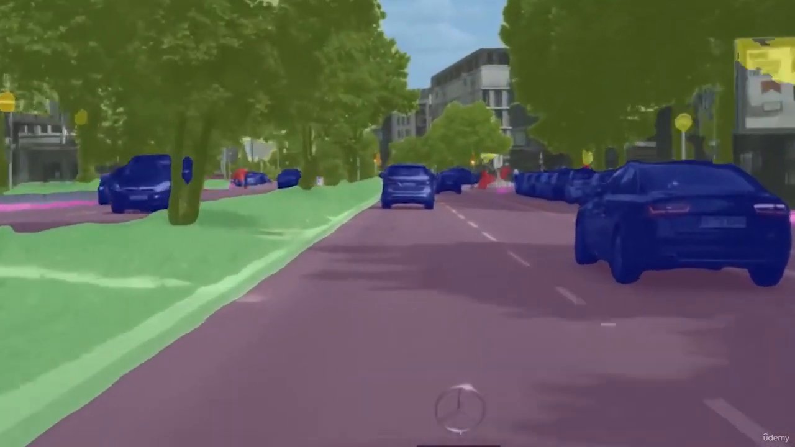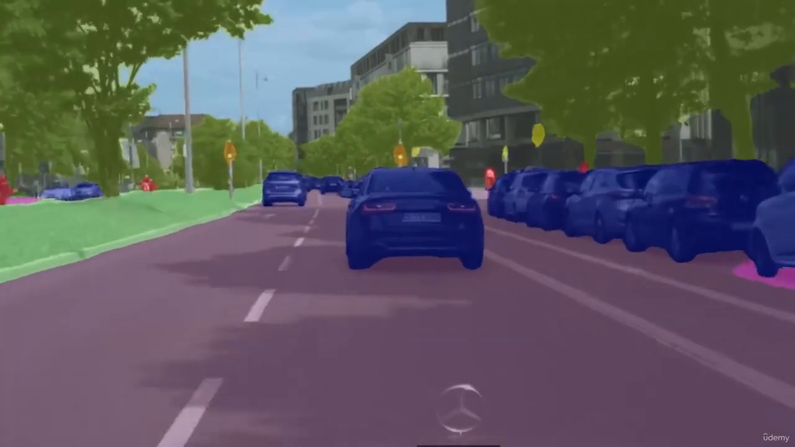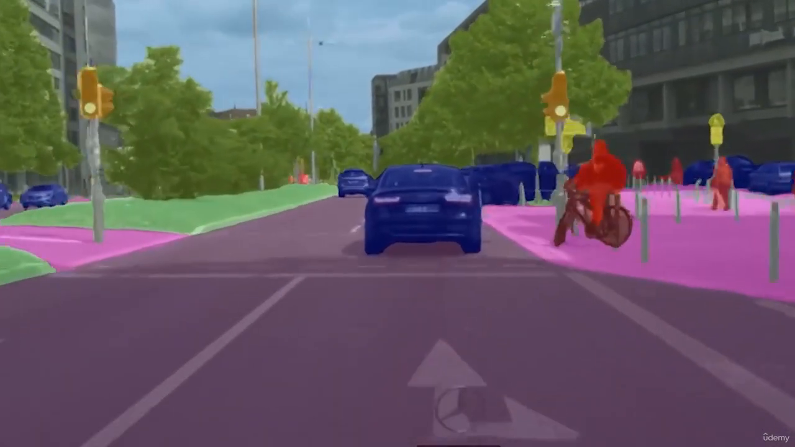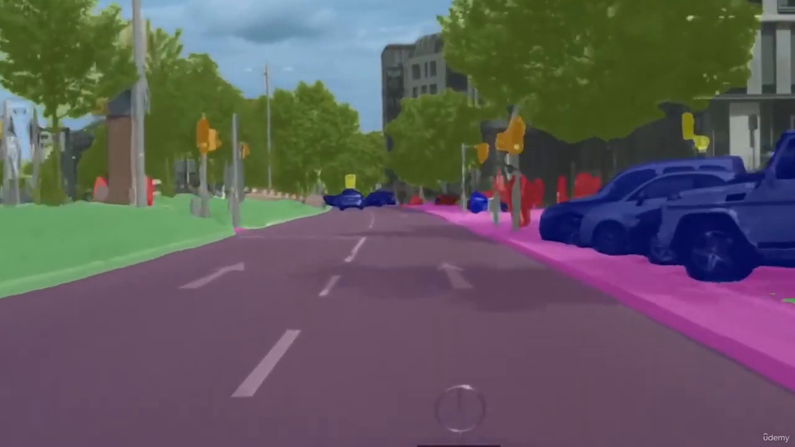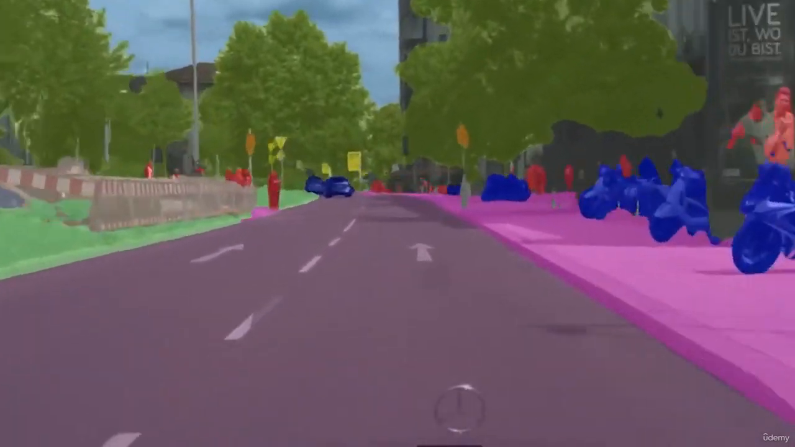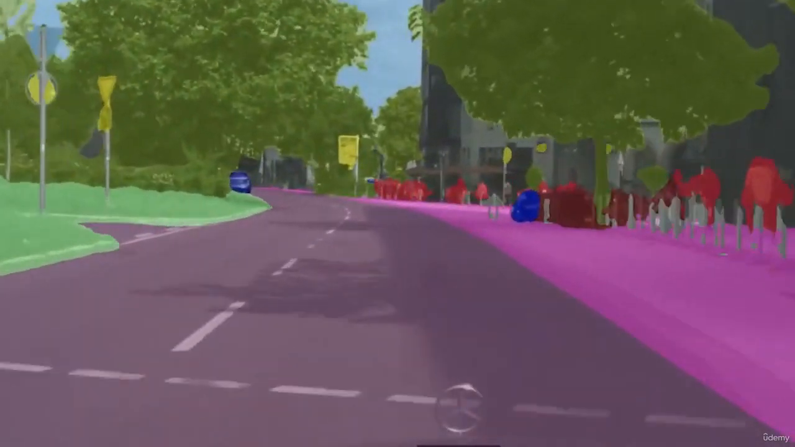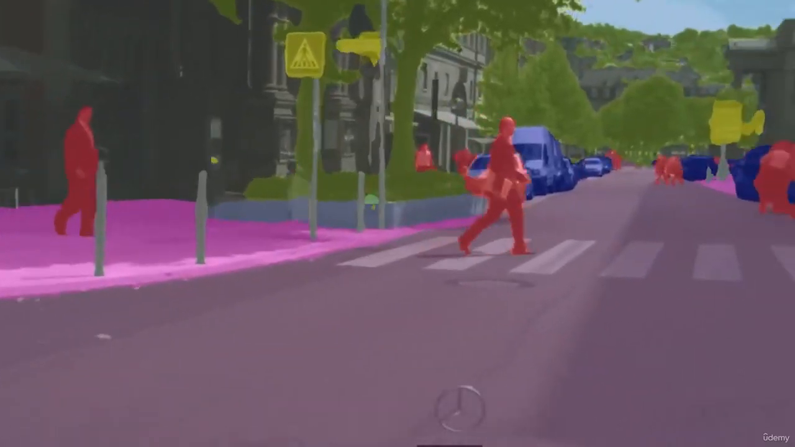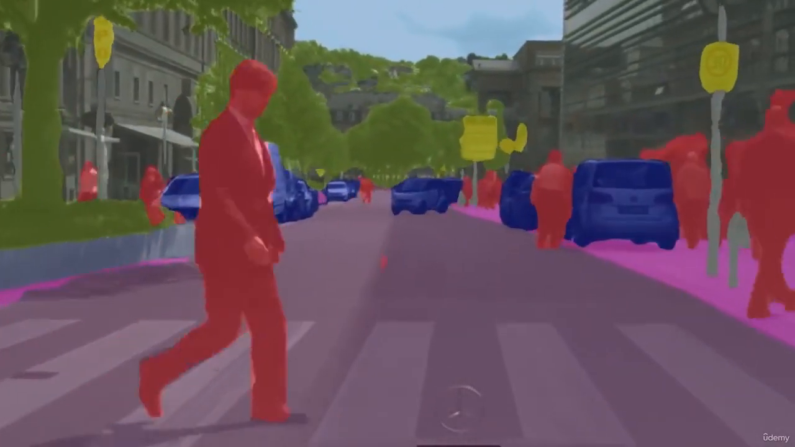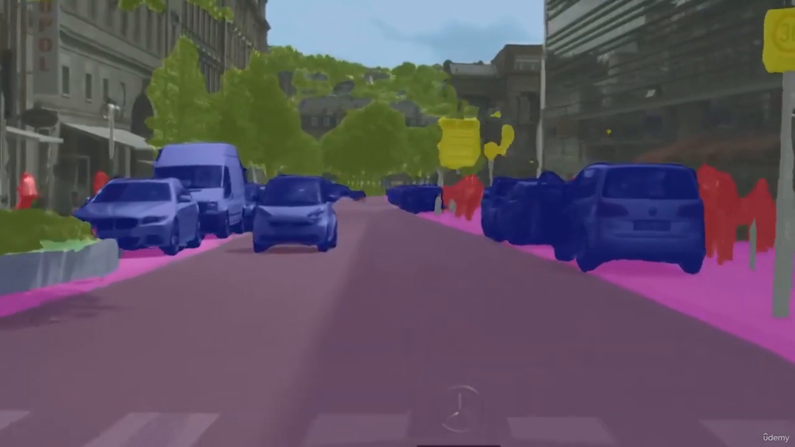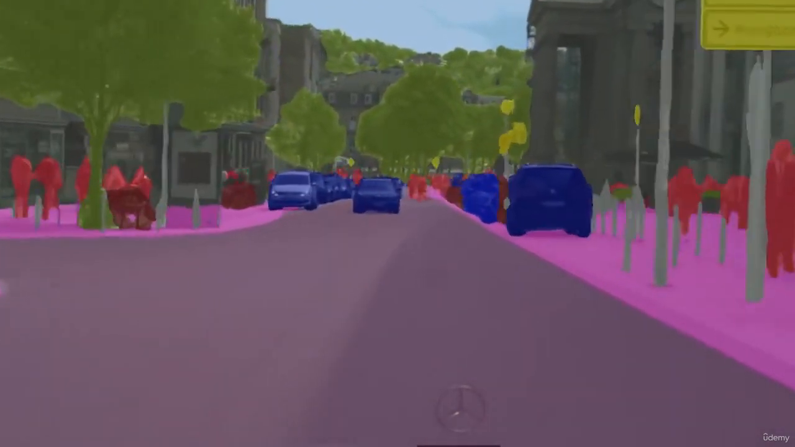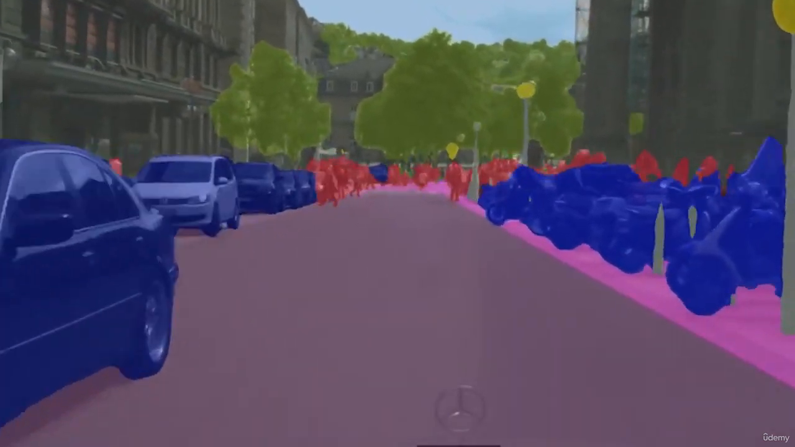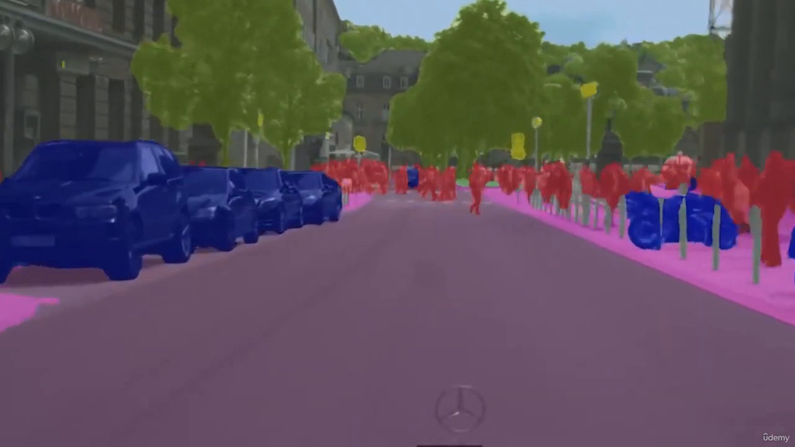Semantic segmentation can be used in autonomous vehicles to help the vehicle understand and interpret its environment. Autonomous vehicles use a combination of sensors such as cameras, lidar, and radar to gather information about the world around them. By applying semantic segmentation to the data collected by these sensors, the autonomous vehicle can understand the layout of the environment, identify different objects within it, and make more informed decisions about how to navigate.